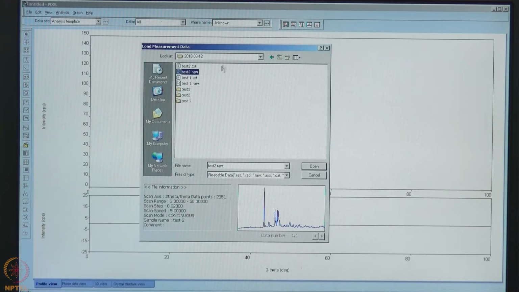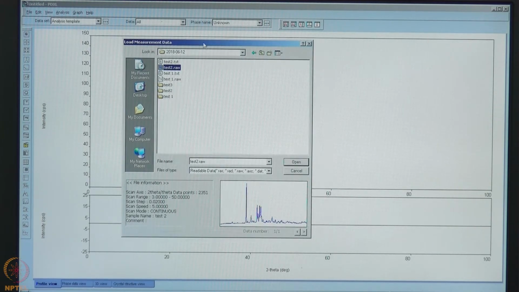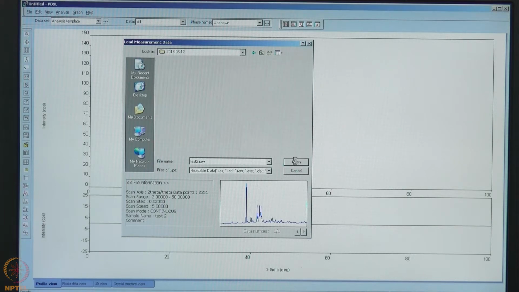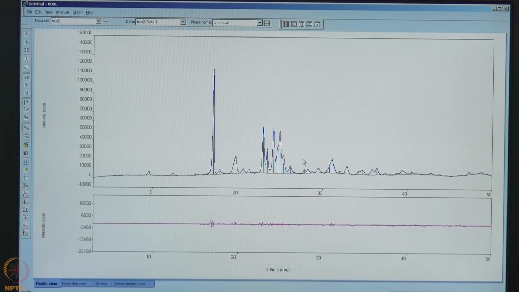So now we are going to analyze the data using the software available with this diffractometer. This software is called NPTEL. So we are going to open the raw file in this software. So what is done here is that it has opened the powder X-ray diffraction data that we have just recorded, and we have a few tools to examine the data.